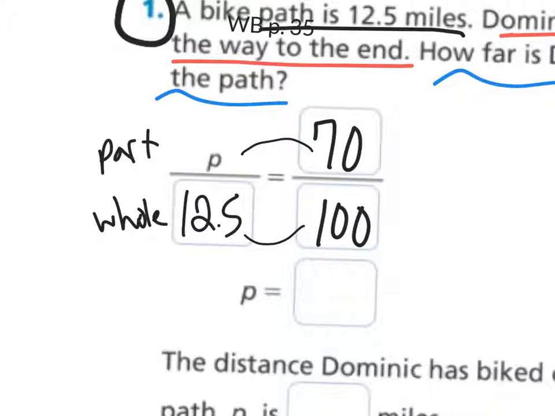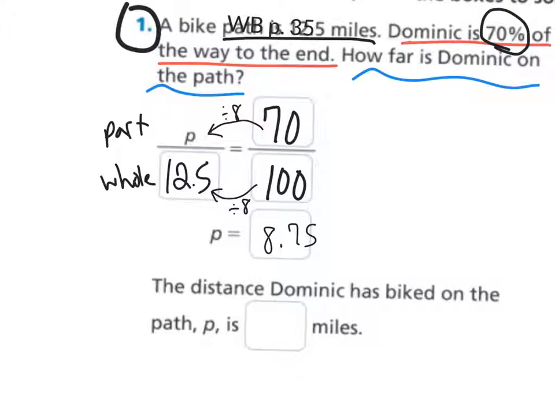If you do 100 divided by 12.5, that is 8. Make sure you go back towards the variable. So going from 100 to 12.5, that would be dividing by 8. And so if you do 70 divided by 8, then you would get 8.75. So 8.75, so he has biked 8.75 miles.